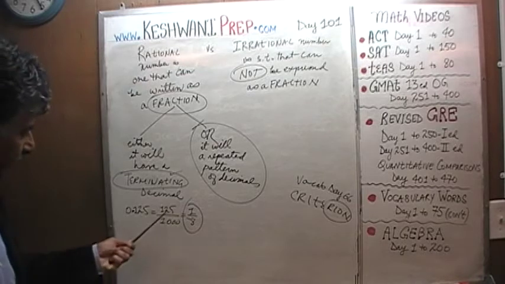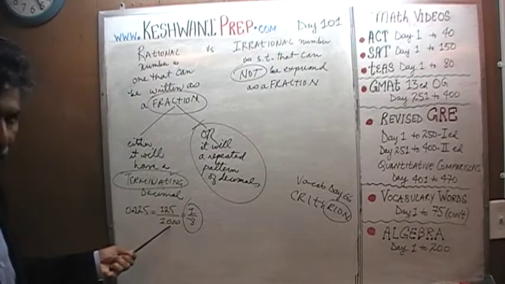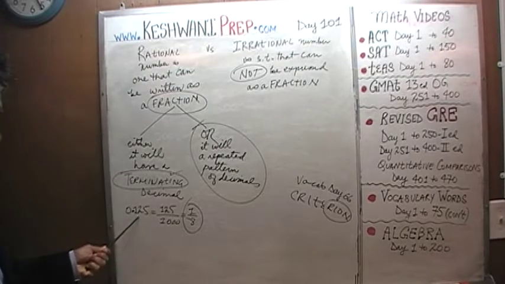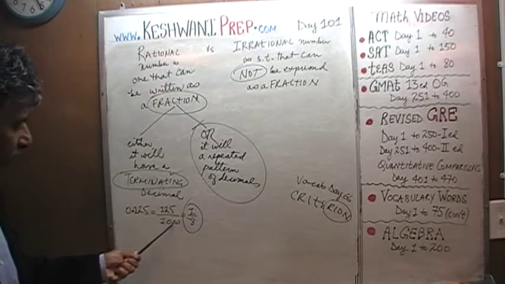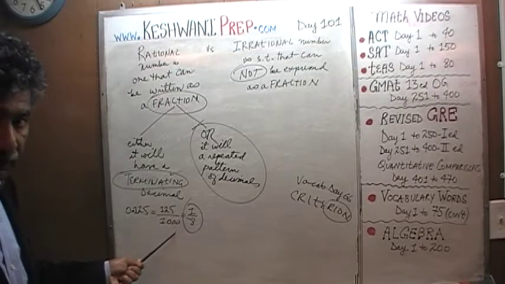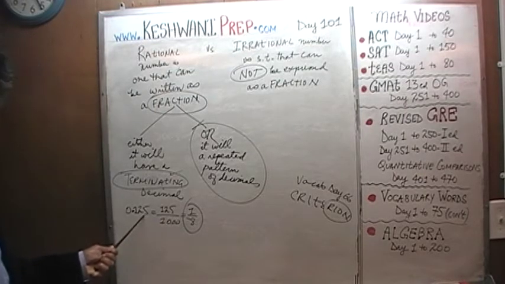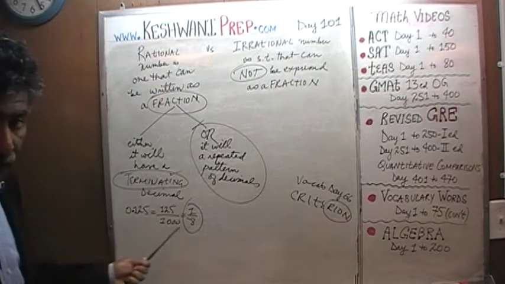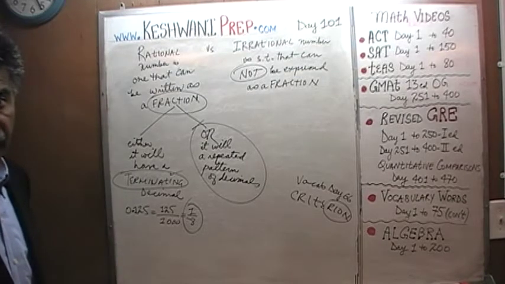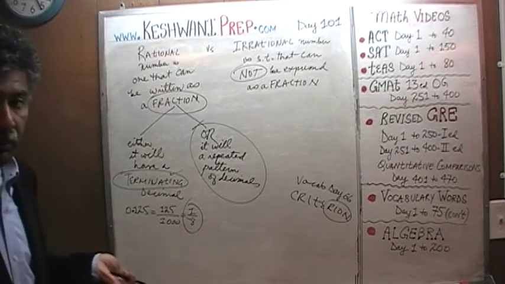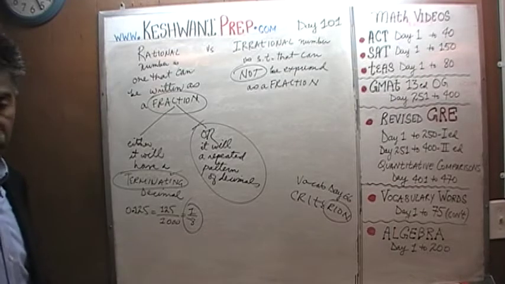The point here is that it can be written as a fraction, 125 over 1,000. This decimal, 0.125, can be written as a fraction, 125 over 1,000. And the reason why it can be written as a fraction is because it ends. If it did not end, if it went on forever, we could not have written it as a fraction. Because the top, what are you going to write on the top? It never ends. It goes on forever.